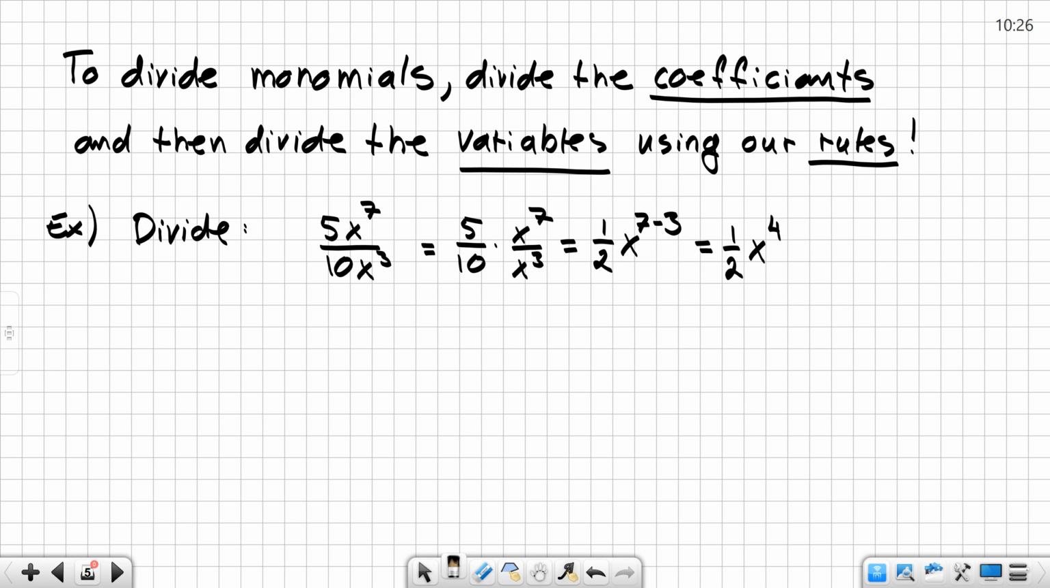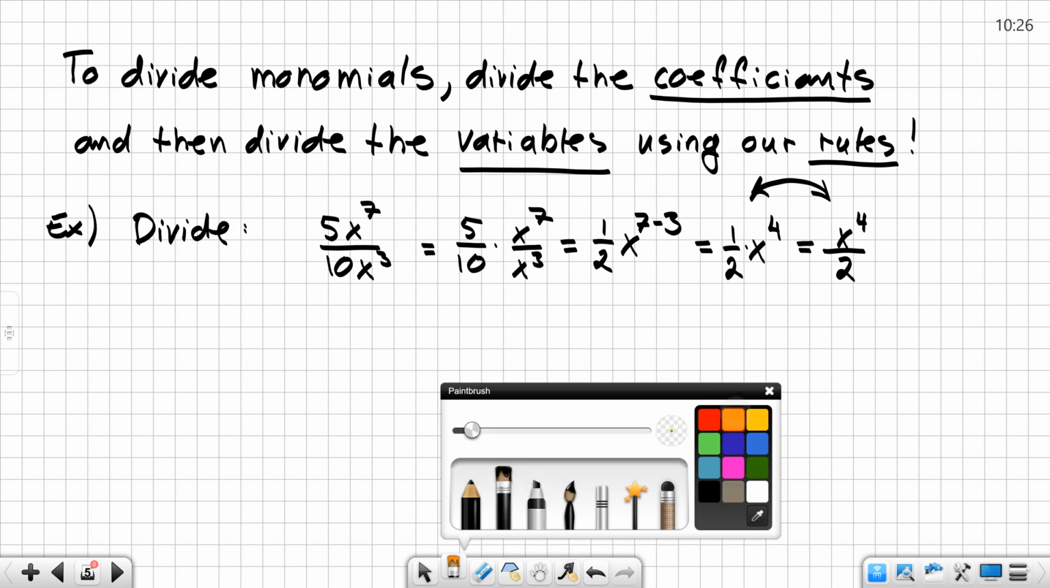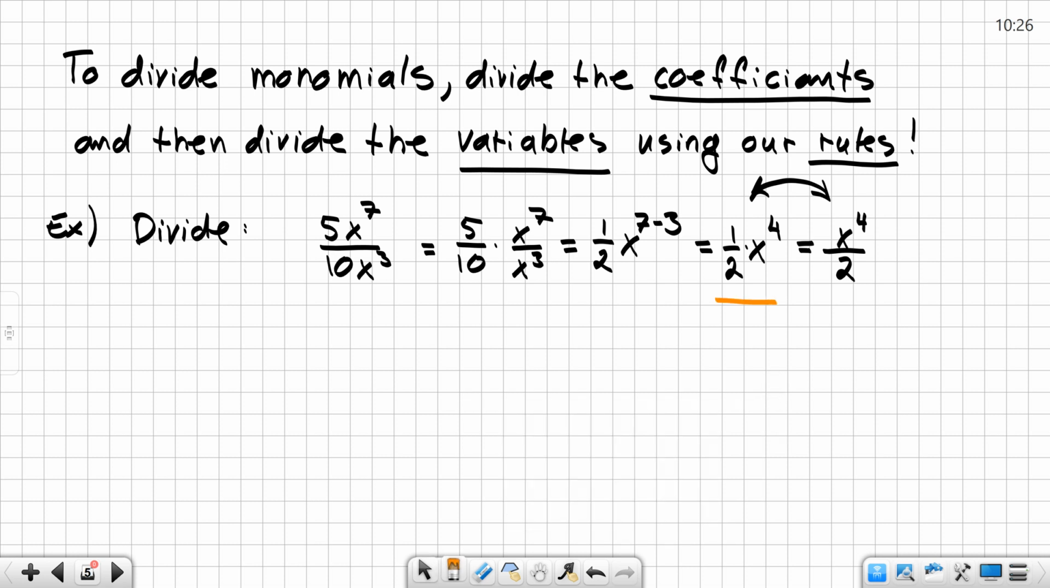I can rewrite this if I wanted to. I can introduce the number in front back in: x to the 4th divided by 2. These two expressions are identical. Sometimes I like to write it more like this, without the dot in between, to see what the coefficient is. But strictly speaking, this is the exact same thing as this.